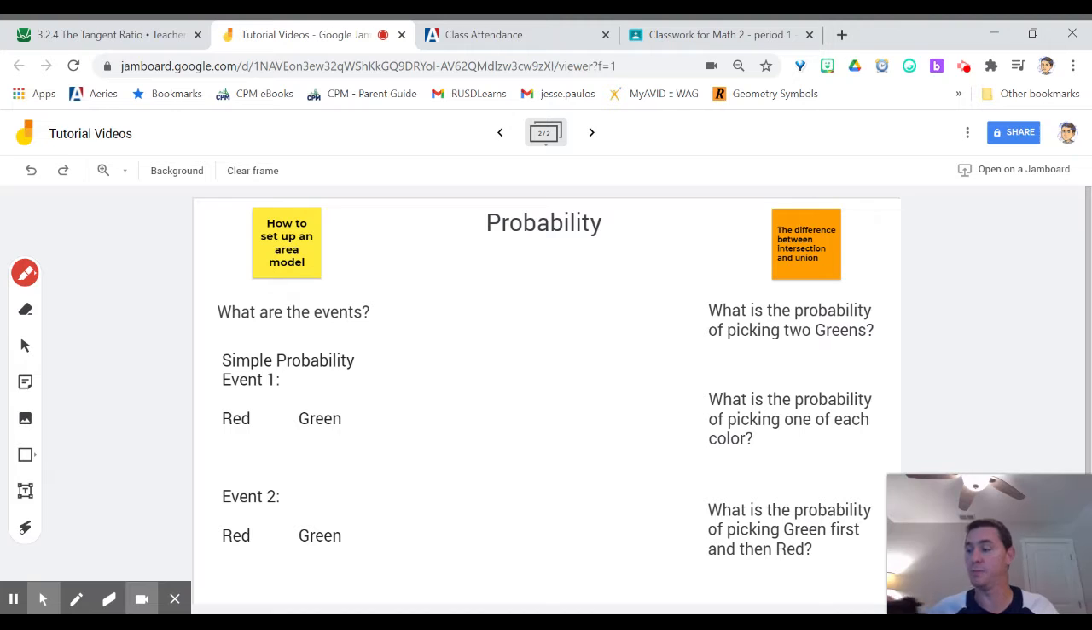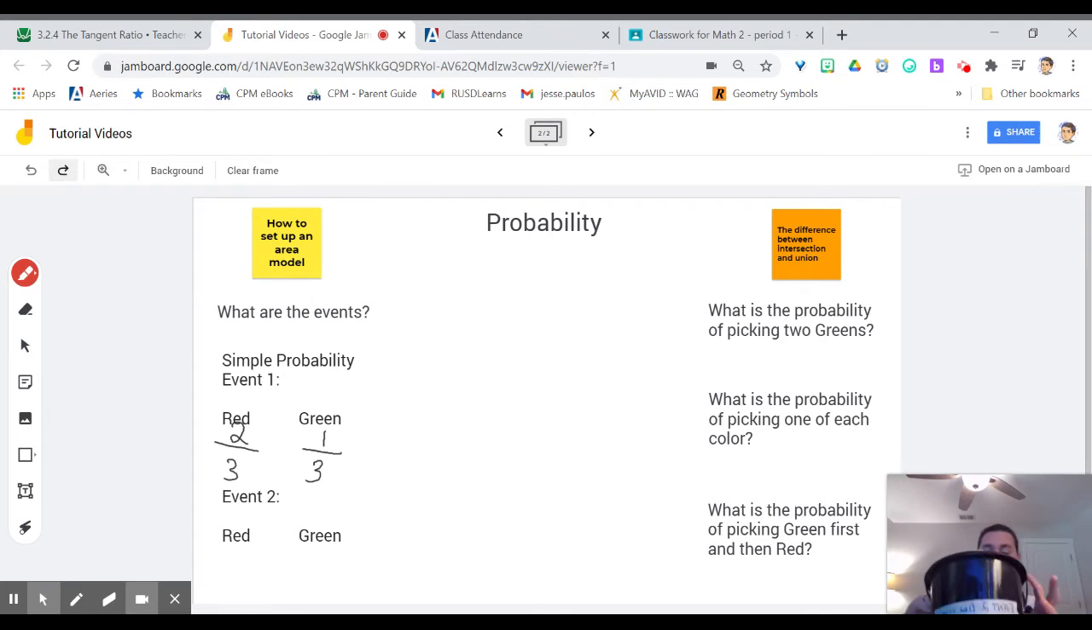So here's an example of simple probability. In this bucket, there are 2 red balls and 1 green ball. And so the simple probability here of picking a red ball is 2 out of 3, 2 red balls out of 3 total balls. All right, the probability of picking a green is 1 out of 3. So this is simple probability.